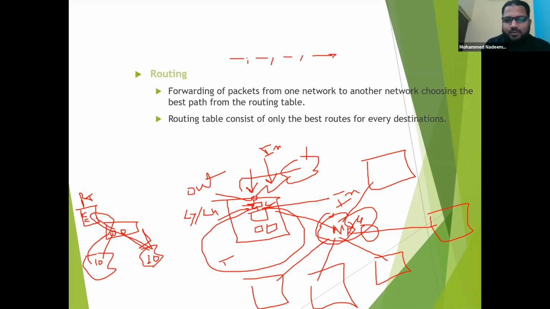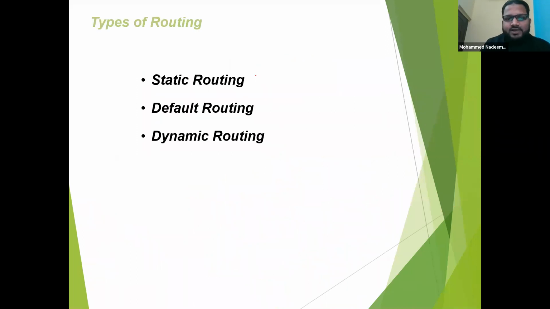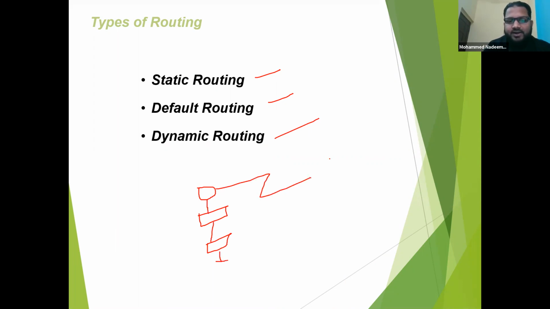Now let's talk about routing. A router does routing, right? So what is routing? There are types of routing: static routing, default routing, dynamic routing. Let's say you have one office here, the Hyderabad office, connected like this. You have a router, and with the WAN connectivity, you connected another router at another office. Let's say this is your Bangalore office.